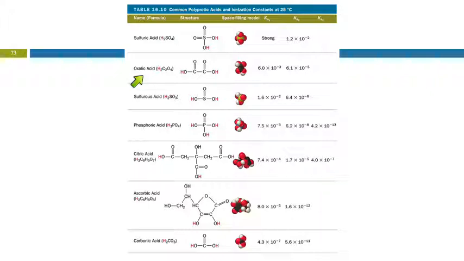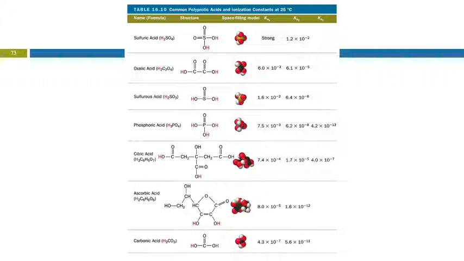Oxalic acid is diprotic. One of these comes off, then the other, and so you have the successive ionization constants. Here's sulfurous acid, similar to sulfuric acid, but one less oxygen, and the first ionization is also weak. Phosphoric acid and citric acid have 3 ionizable protons. Any questions?